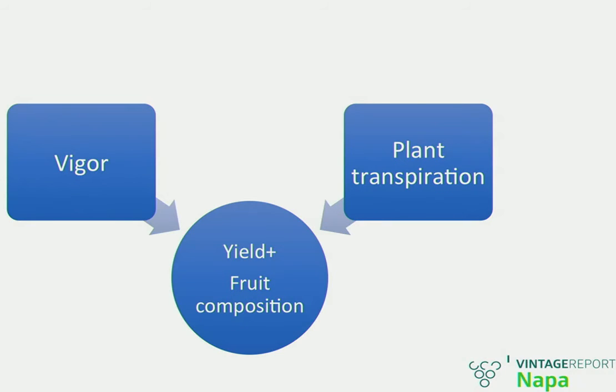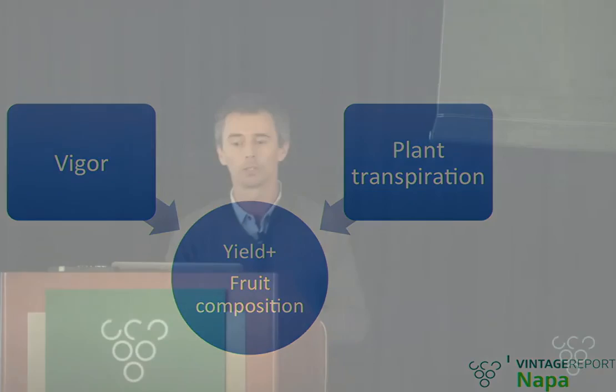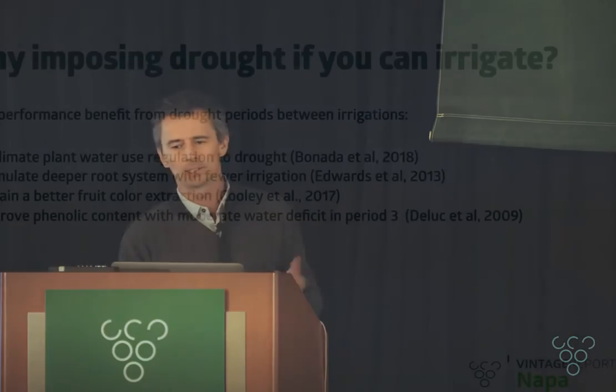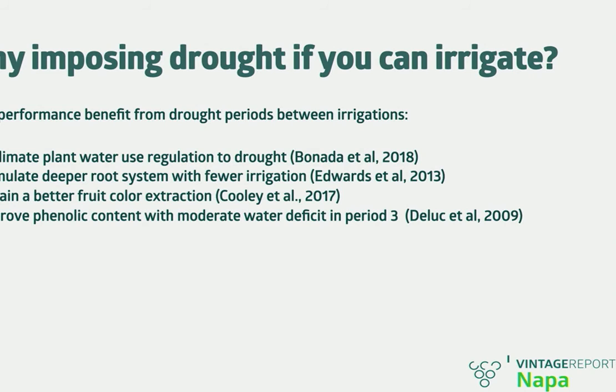So to summarize what I'm saying, the goal of refining irrigation thresholds in viticulture, I'm speaking in very broad terms, is to single out the effect that vigor variation has, so spatial variations, from the effect that plant transpiration variation has, so temporal variations, on yield and fruit composition. But before I let Sudeshna explain her work, why even impose drought if we can irrigate?